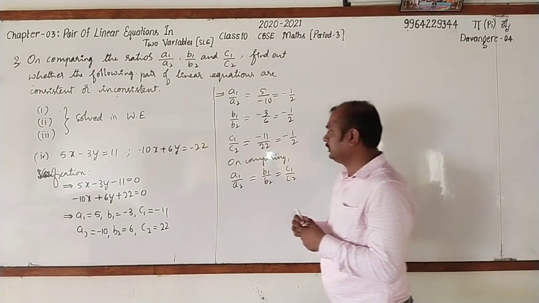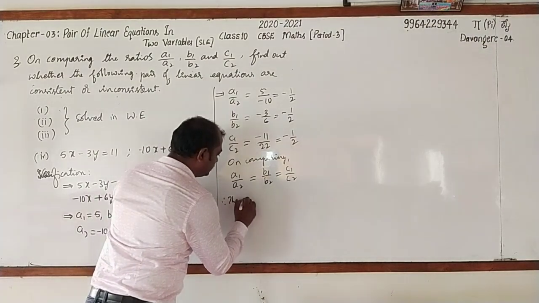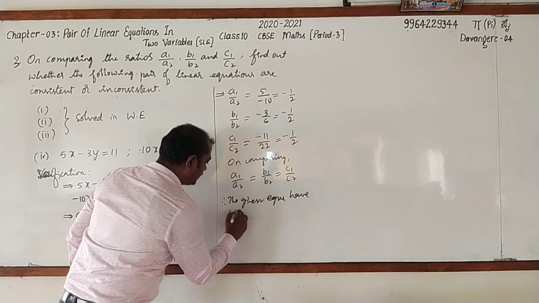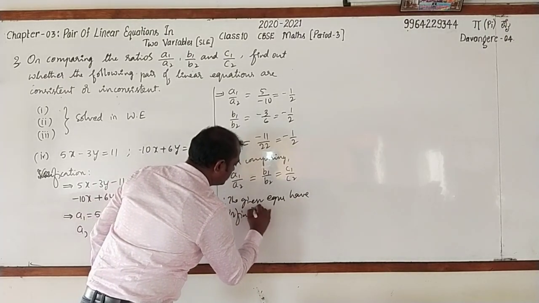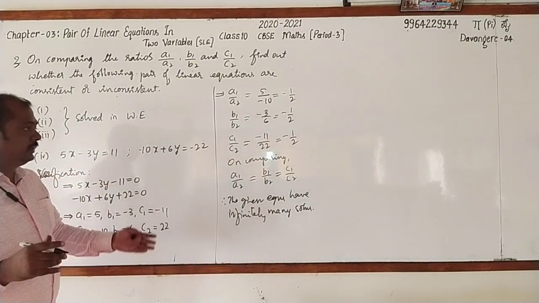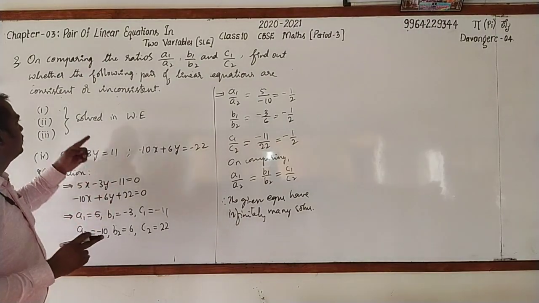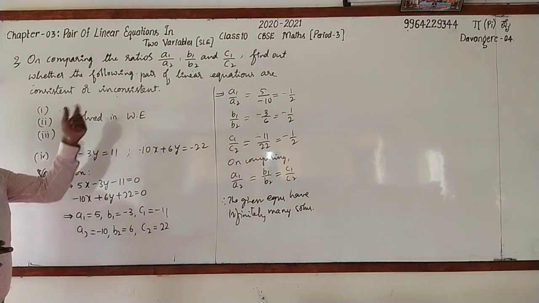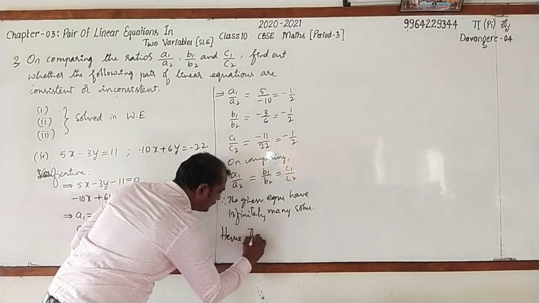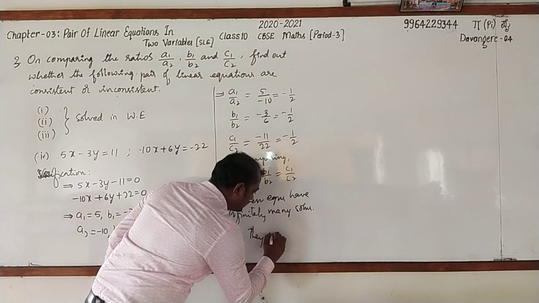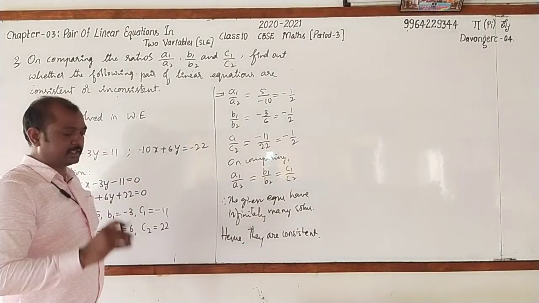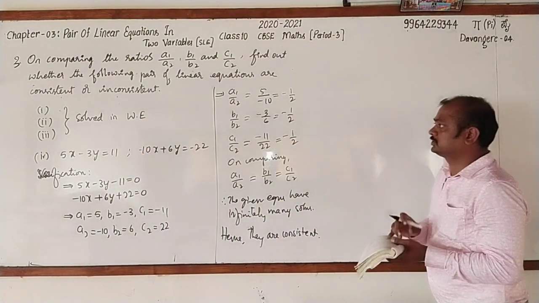Clear? Here I write, therefore the given equations have infinitely many solutions. Anyhow, solution is there. If solution is there, what do you say about the equations? Whether they are consistent or inconsistent? Yes, you are right. Hence, they are consistent. Clear? Next, we will move on to another sub question.